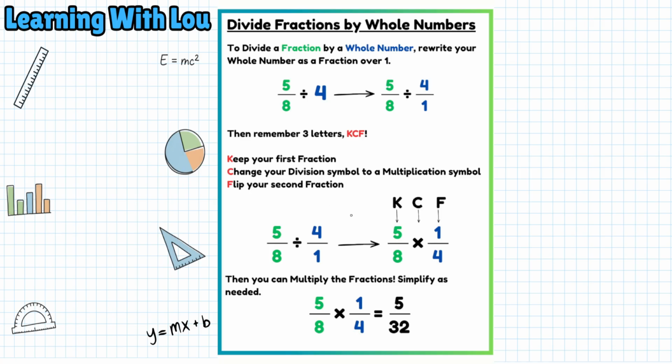So we actually made our 4 into a fraction, 4 over 1. You flip it upside down, so you have 1/4. And then you just multiply the fractions like you normally would. Numerator times numerator, so 5 times 1 gives us 5. And then denominator times denominator. 8 times 4 gives us 32. So 5 over 32 is our answer. And 5 over 32 can't be simplified anymore, so this is just our final answer.